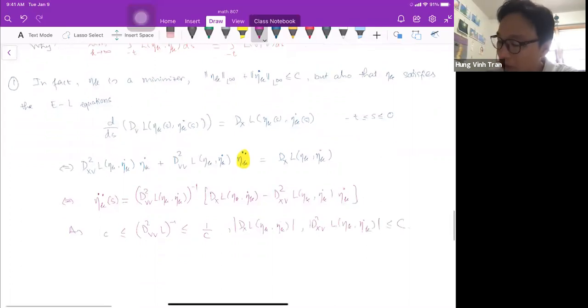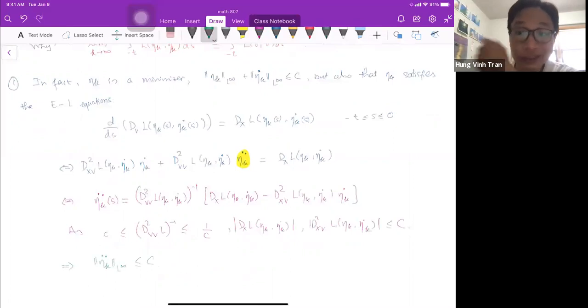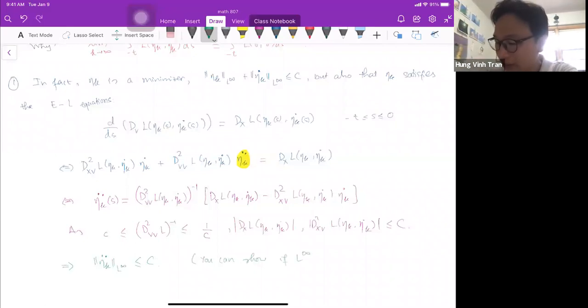Right, so we actually have more, right? I mean, we would be able to deduce not just that eta k is bounded, but eta k double dot is also bounded. Okay, and actually you can iterate this one, and in fact you can show, if L is smooth enough, if L is in C infinity, then you would have that eta k in C infinity norm is also bounded.